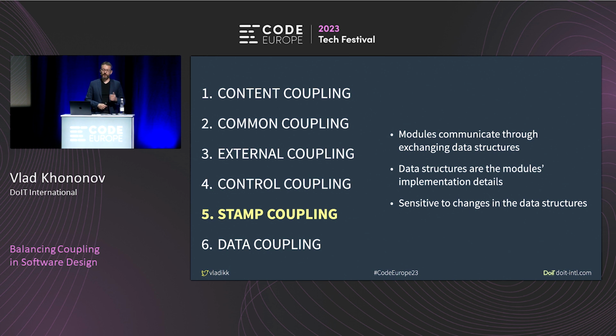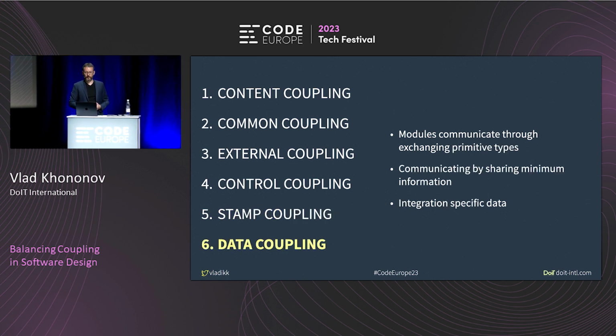Stamp-coupled modules are communicating by exchanging data records. These data records or data structures contain more information than is actually needed for integration. Let's say there is a CRM module and I'm asking it, please give me the email address of a customer. And instead of giving me the email address, I'm getting a whole data structure with, let's say, dozens or hundreds of different fields. Well, that's fine. I will find my information there, but sharing that extraneous information makes downstream components more and more sensitive to changes in the upstream components' internal data structures.